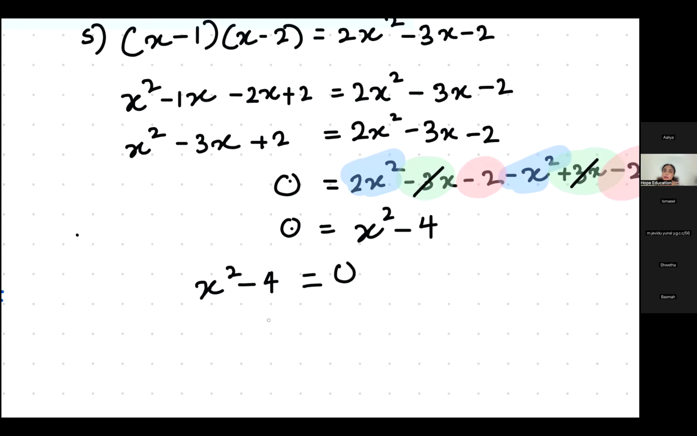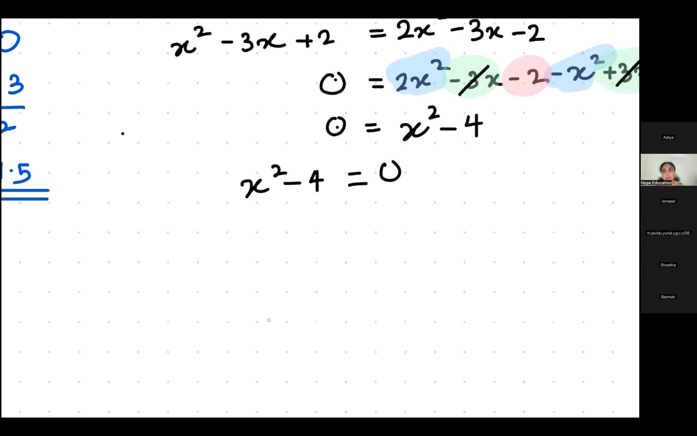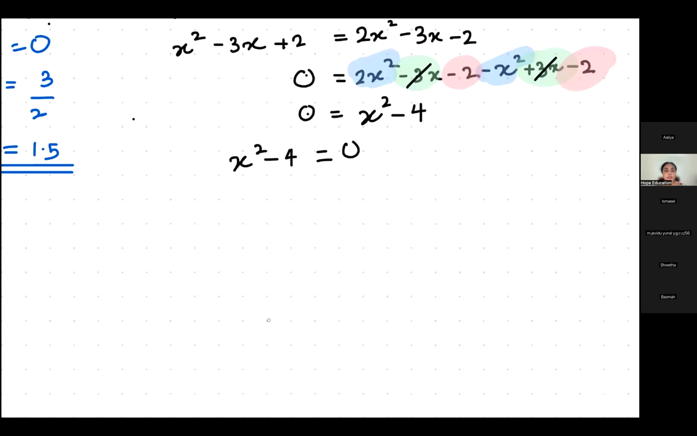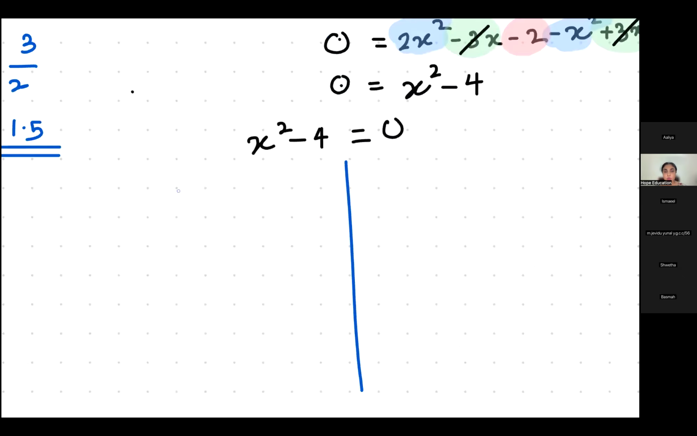Now what is the next step here? There are two methods, right? The first method is x squared minus 4 equals 0. This minus 4, you bring it to the other side, it becomes plus 4.